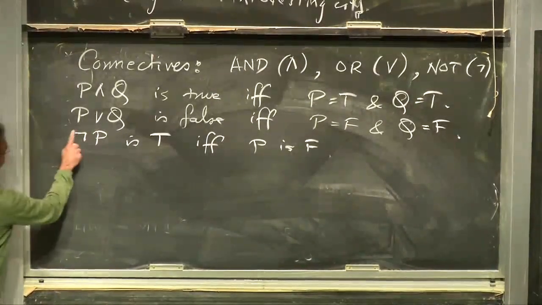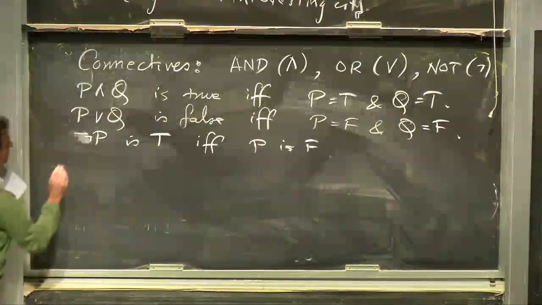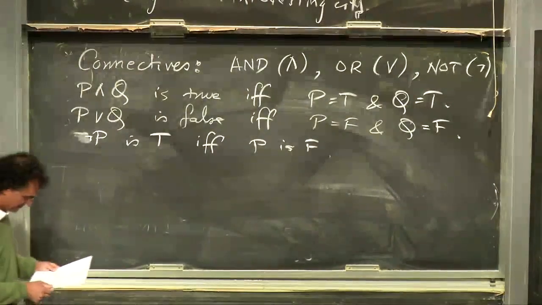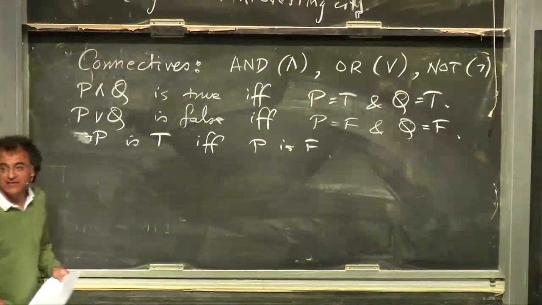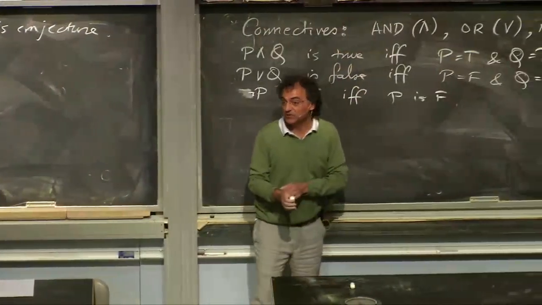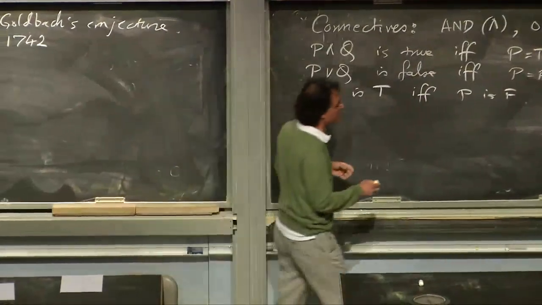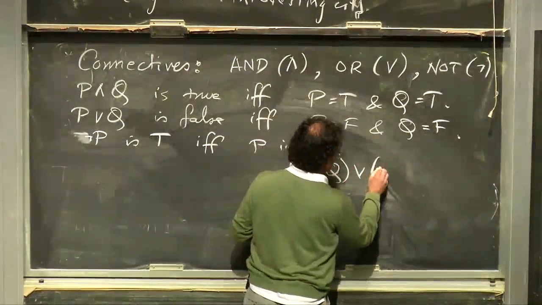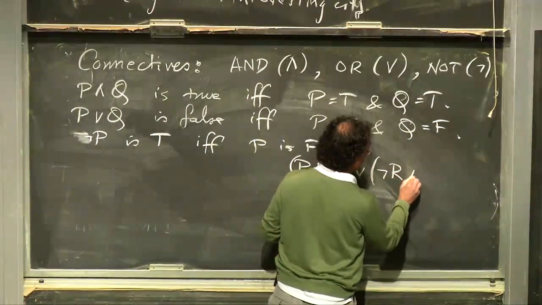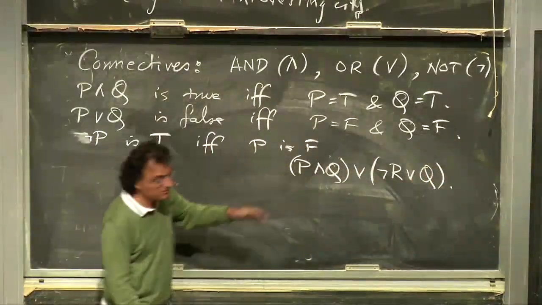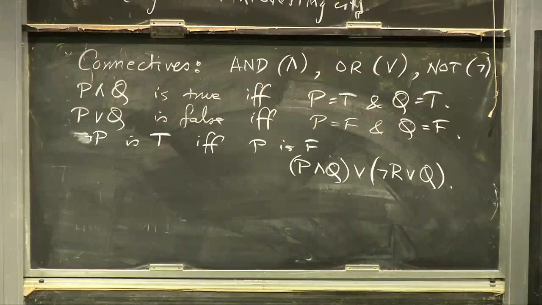Okay, so now one thing that of course, these formulas you can connect more than two propositions now that you have two. So, for example, you could write P and Q, or not R or Q. Right? So you could chain these together in some way.